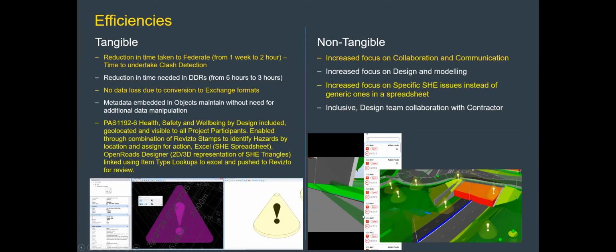What we do during health and safety review meetings is use the Revizto stamps to quickly identify locations using the hazard stamp in the model, and then we go back and use these triangles, which are for drawing and model production purposes, and close out these stamps once they are replaced by the triangles in the model.